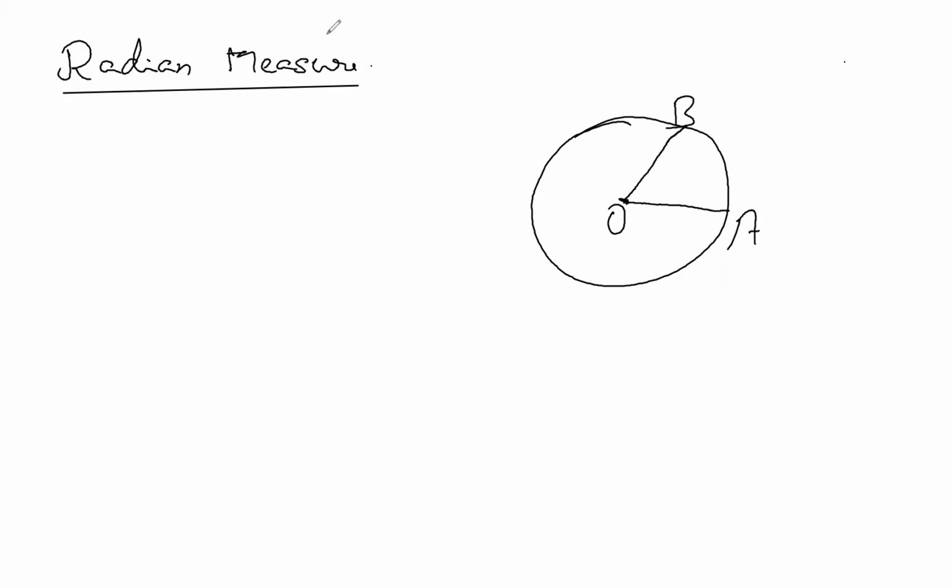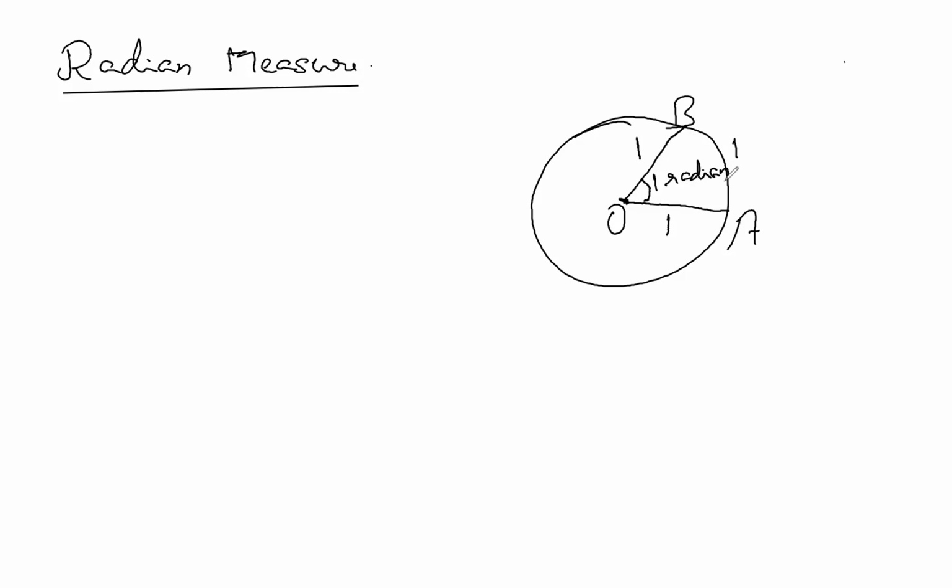Now we can call this 1 radian. If this is a unit circle, that means the radius is 1 unit, which can be of any measure, centimeter or meter or whatever it is, and the arc is also of 1 unit. If these three are 1 unit, then we can call this angle 1 radian. So 1 radian is defined like this.